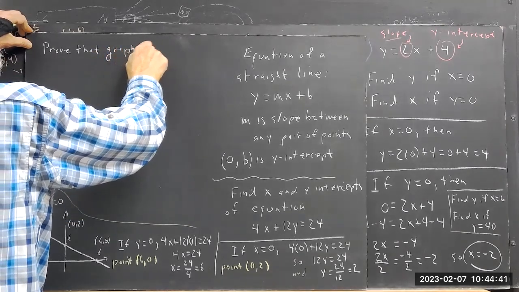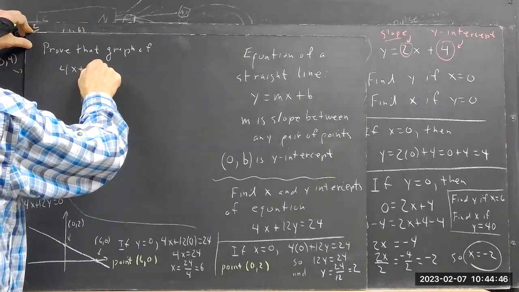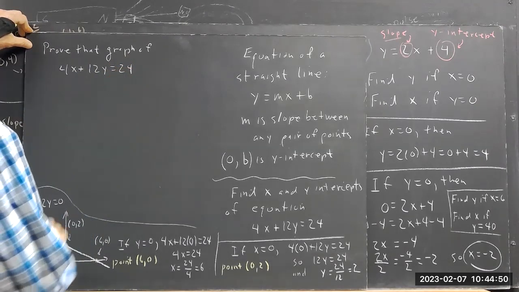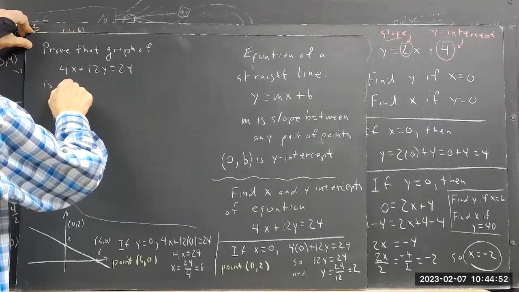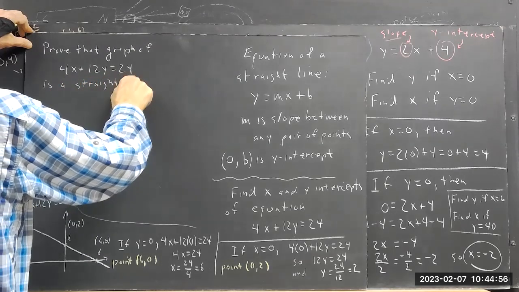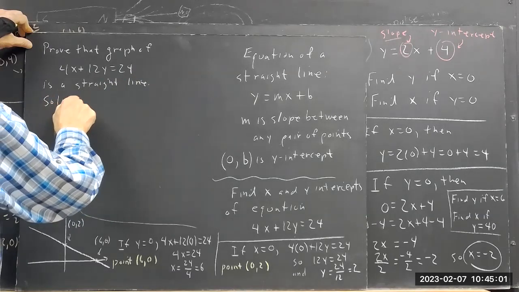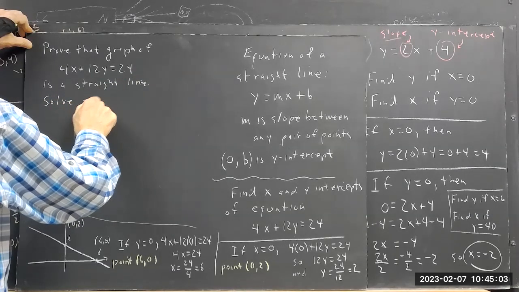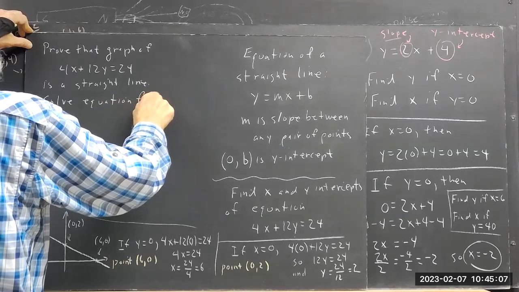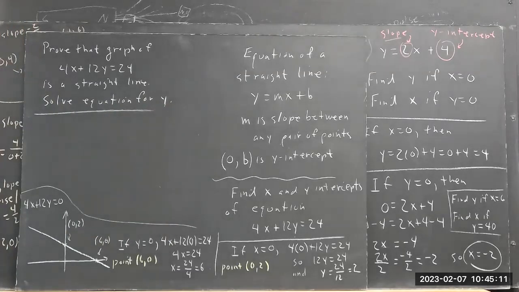Prove that the graph of 4x plus 12y equals 24 is a straight line. Do that. We're going to solve that equation for y.